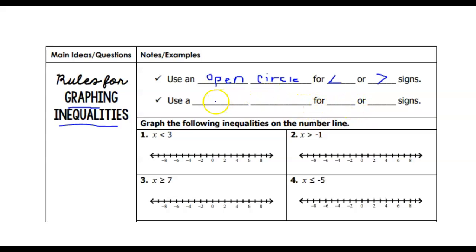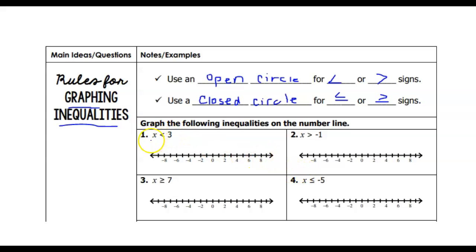The next one says use a blank for blank or blank sign. Well, you're going to use a closed circle for our less than or equal to. That's what that means. Less than or equal to, or greater than or equal to sign. Okay? So let's practice what this looks like on the number line.